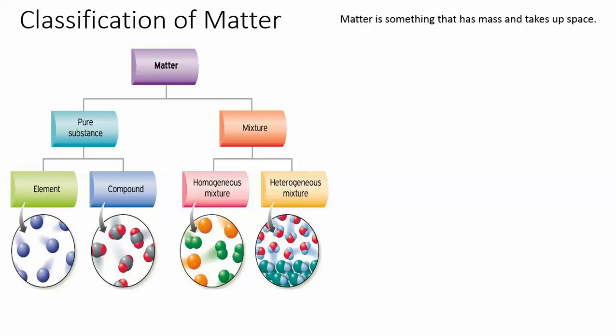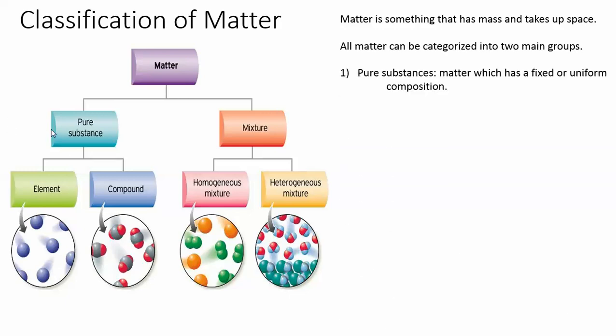So matter is something that has mass and takes up space. That's a general definition. Goes back to our first semester. All matter can be categorized into these two groups. We'll start with the pure substance. That is matter which has a fixed or uniform composition. We take a sample of it, and every time we take a sample, we're going to see exactly the same stuff. And you can see that in each of these pictures. It doesn't matter how I take a look, I'm going to see exactly the same composition of things.